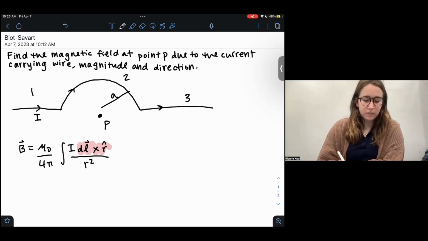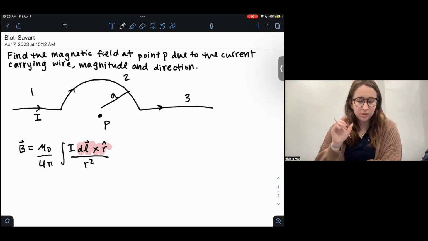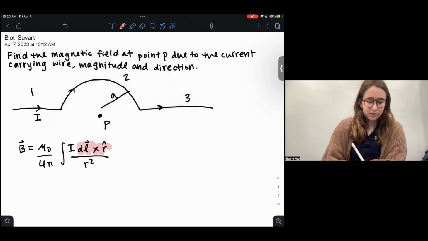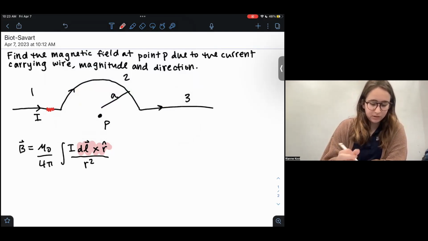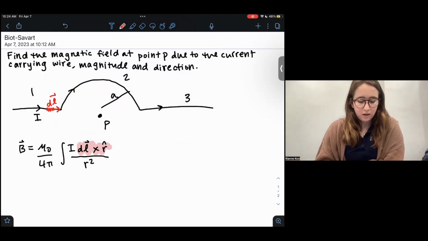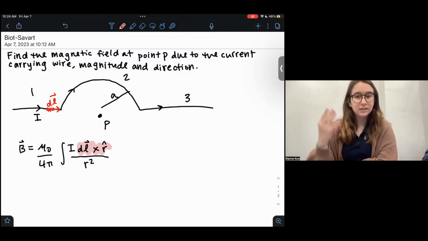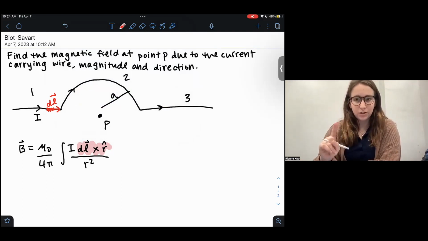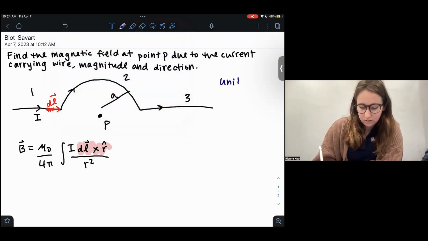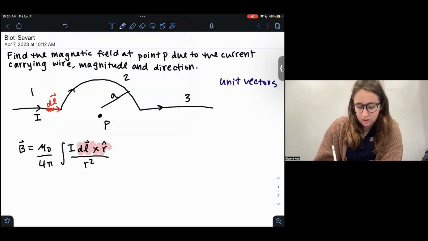If we think about an infinitesimally small piece of wire, that dl, I'm going to make a little small piece. Let's start with 1. Let's say I have this right here, and it's going this way. That's our dl. And now our r hat is a unit vector. One more thing to remember is that unit vectors have magnitude 1.